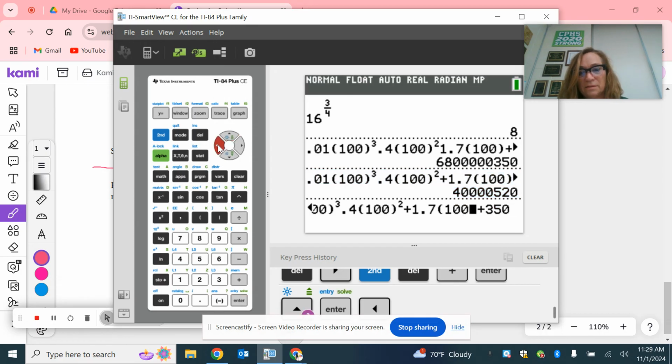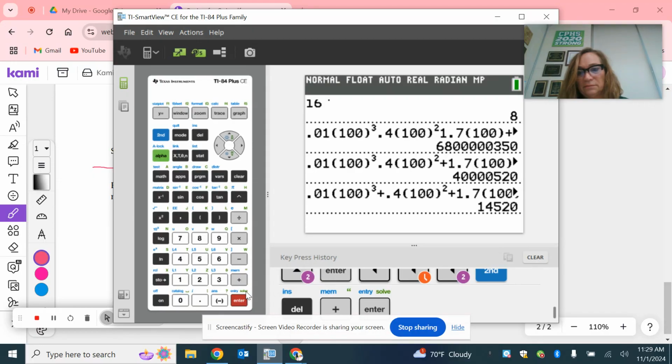Okay. So, second insert, plus sign. That is what I got the first time. Okay, so that's how you type it, but hopefully you type it right the first time. All right, so I got 14,520.